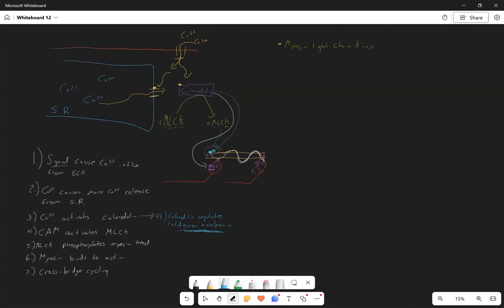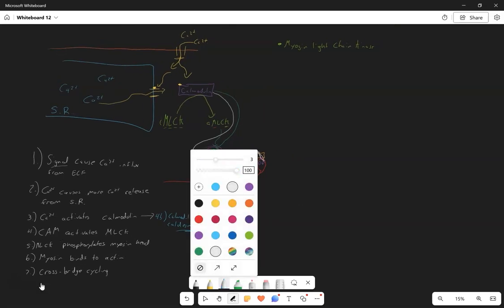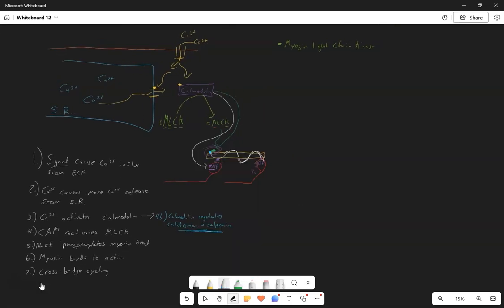So now if we want to relax this smooth muscle, we have to do a couple of things. I want to put contraction over here so that we know these are the steps of contraction, and relaxation over here so that we know these are our steps of relaxation. The first thing we have to do is get rid of the signal. We have to get rid of that signal first.